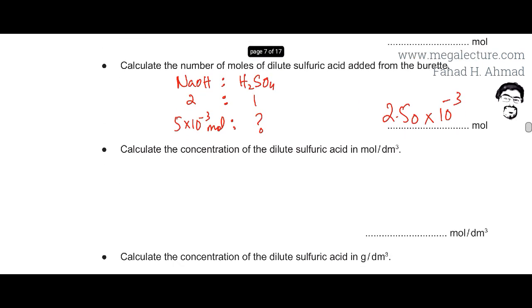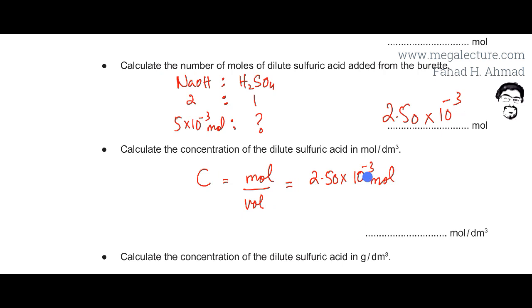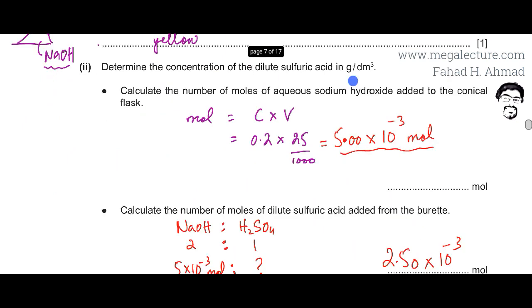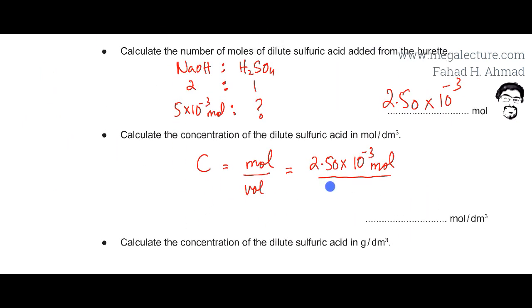And now we have to find the concentration of the dilute sulfuric acid in mole per dm³. The concentration formula is moles divided by volume, and the volume must be in dm³. So the moles are already given: it's 2.50 × 10^-3. I'm going to divide it by the volume. Remember, the volume of sulfuric acid that was used in the reaction was 20 cm³, given over here. So we know the volume that was used in the reaction. It's 20 cm³, but it should be divided by 1000 so that it's in dm³.